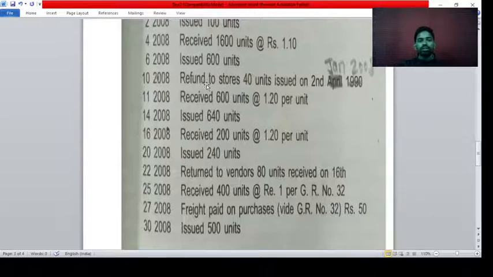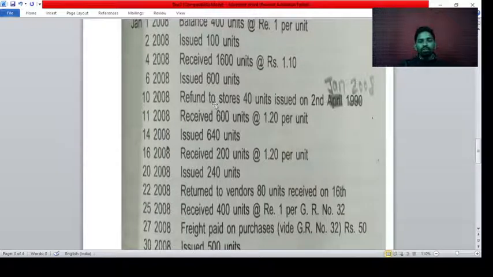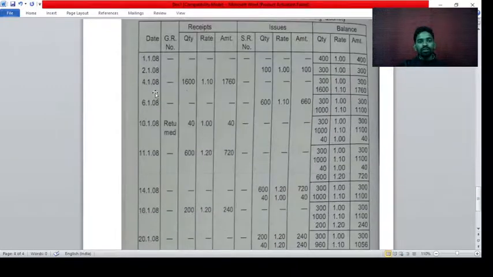Okay, so now see, refund to store means what? Whatever they issued on 2nd January 2008. Okay, so out of this 100 units, whatever they issued, the manufacturing department returned to stores 40 units out of this 100 units. Okay, so just see here, on this 2nd January they issued 100 units. Out of this 100 units, they returned 40 units on this 10th January 2008. Okay, so these refunded 40 units will be in the stock. Okay, it will be in the stores.